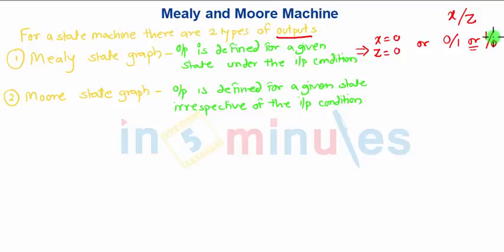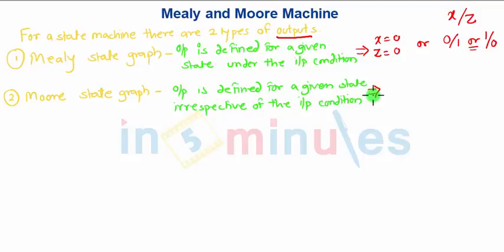So output is defined for each change in input, whereas in the Moore state graph output is defined for the given state irrespective of the input condition. Now state means I was talking about S0, S1, S2, S3. These are the states we have seen in the last session. So irrespective of input means whether x is equal to 0 or x is equal to 1, the output is fixed.